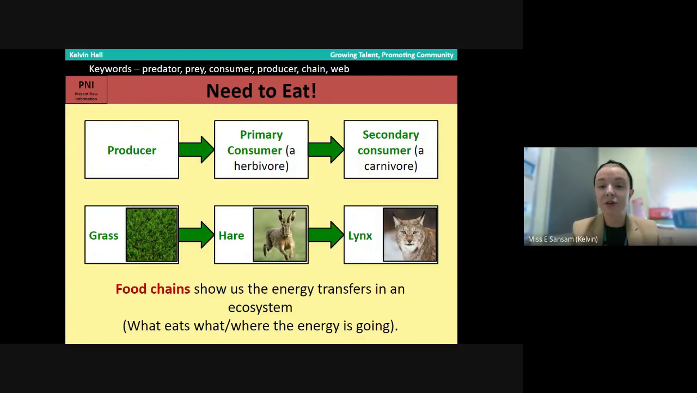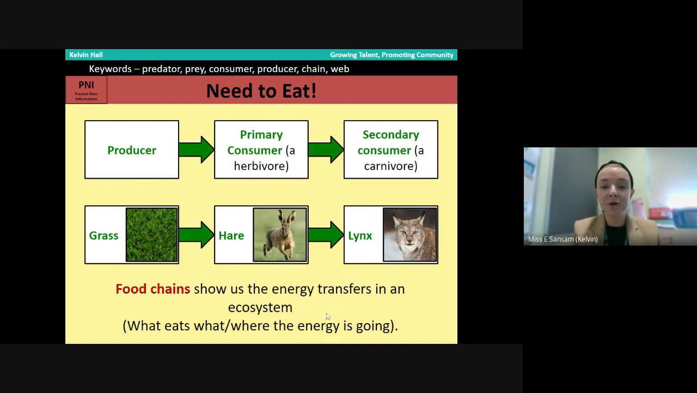Next, we have a secondary consumer, which are normally a carnivore. Hopefully you've heard the word carnivore before. So a carnivore are animals that only eat other animals. And the example that I've got here is a lynx. Now, a lynx is a species of cat, and it is smaller than a big cat, so smaller than your lions, your tigers, things like that, but bigger than the cats you would get at home.